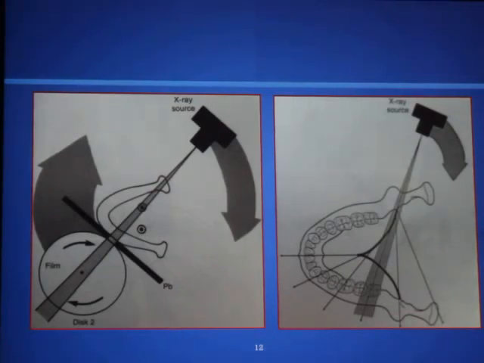And as they rotate around the object, which is the jaw in our case, the source rotates along with the film on the other side at the same speed, and it takes the image of the object onto the film, and it makes a two-dimensional panoramic image first. Like panoramic films, the beam rotates synchronously with the film and around the object to create an image. First it creates a two-dimensional image like a panorama.